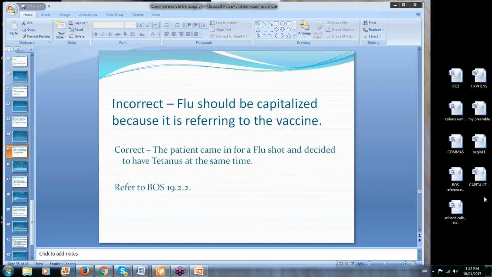Shouldn't they say a tetanus shot? Nope, they don't have to say shot. No, because they said shot here. So the patient came in for a flu shot and decided to have tetanus at the same time. Well, if they're having a flu shot, then they're having a tetanus shot as well. That's where critical thinking comes into play. Because a lot of times the doctors don't throw in all the words that they probably should throw in there. So that's when you gotta use your own critical thinking.